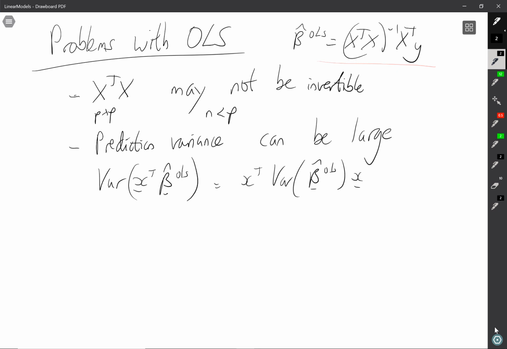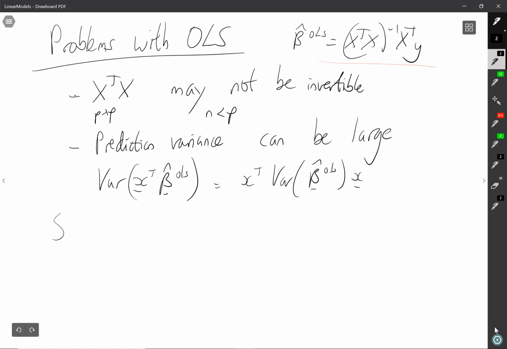Now if you've studied linear models before, you'll have probably seen something called the Gauss Markov Theorem. So the Gauss Markov Theorem says that ordinary least squares has minimum variance amongst all unbiased estimators of beta. Okay. So if we want beta hat to be unbiased, then OLS is the best we can do. But by abandoning the requirement to be unbiased, we can often find estimators that have smaller errors and smaller variances.